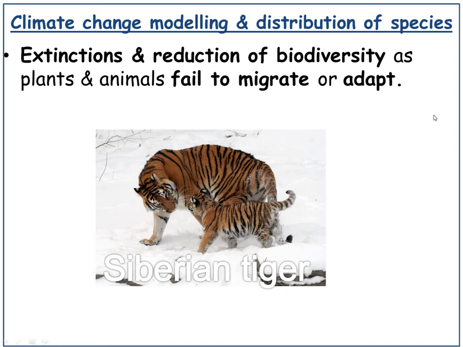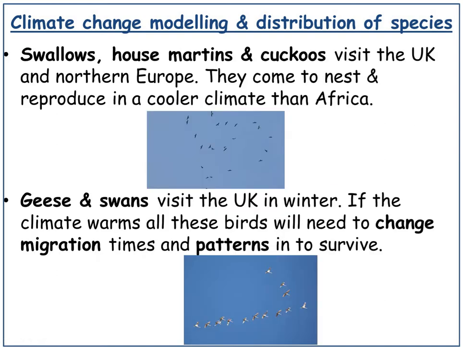The Siberian tiger is currently on the brink of extinction. Swallows, house martins and cuckoos visit the UK and Northern Europe. They come to nest and reproduce in a cooler climate than in Africa. Geese and swans visit the UK in the winter. If the climate warms, all these birds will need to change their migration times and patterns in order to survive.